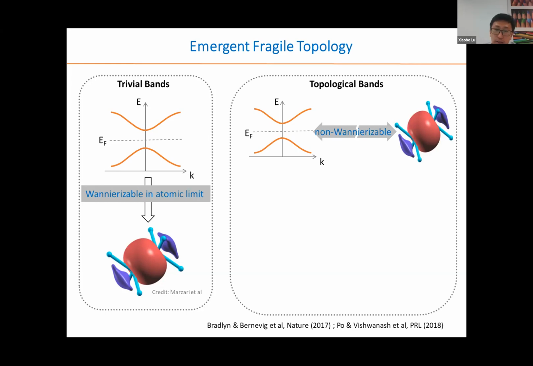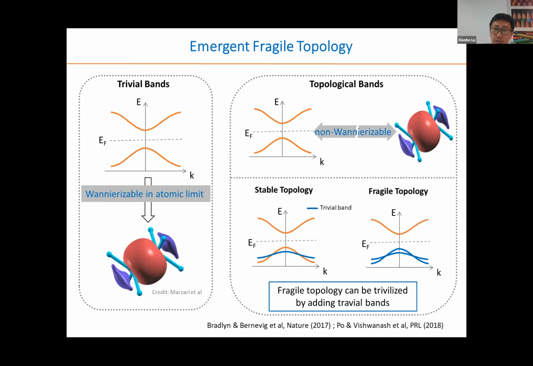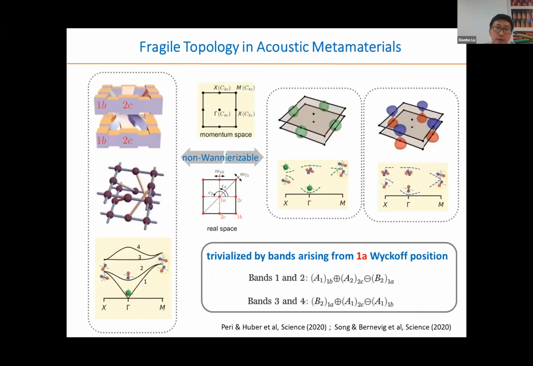Later people found that even inside this group, there are still different scenarios. For example, for some topological bands, if we further add some trivial bands, the topological features are still robust. For some other topological bands, they can be further trivialized by adding other trivial sources. Basically, this comes to the concept of fragile topology, which was predicted by Ashvin's group a few years ago. Later, people found signatures of fragile topology in acoustic metamaterials.